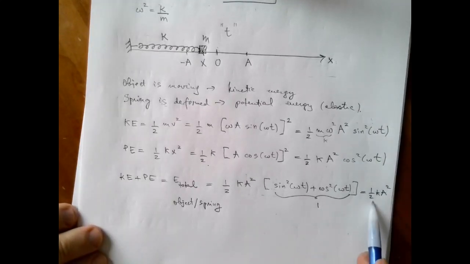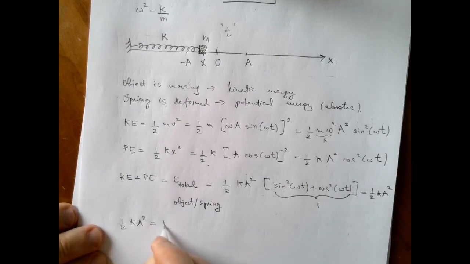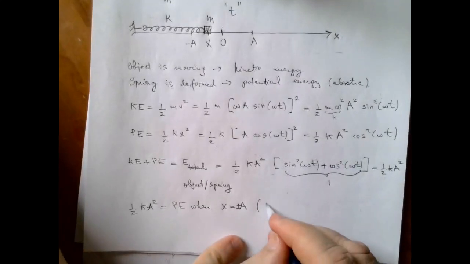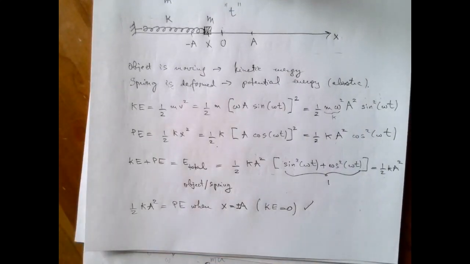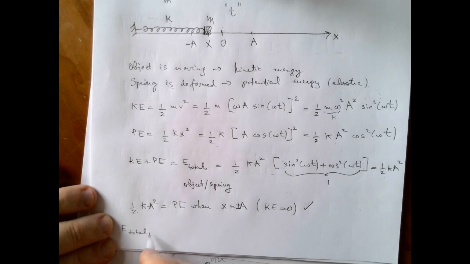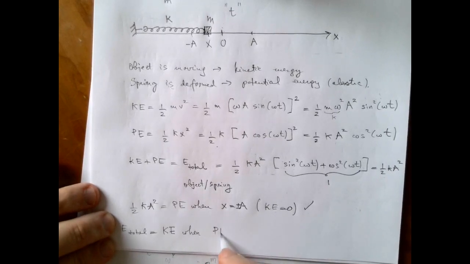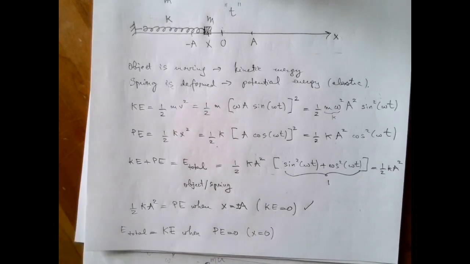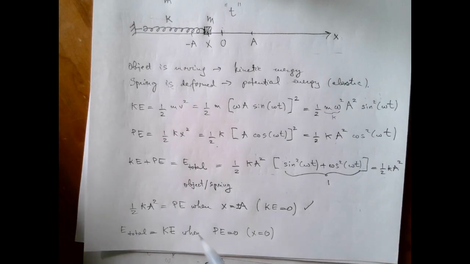Not surprisingly, this is the potential energy. 1/2 k A squared is the potential energy when x is equal to A, or plus minus A for that matter. And we are not surprised, because at that time the kinetic energy is 0. By the same token, the total energy can be written as the kinetic energy when the potential energy is 0, and that is when x is equal to 0. It is when the object is passing through the equilibrium position.